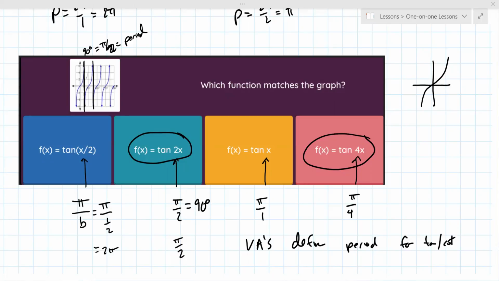Okay, you still there, Jack? I'm here. Okay, so the issue is that I wrote 90 degrees equals pi over 4, which is not true. 90 degrees is pi over 2, and that's why this tangent 2x is right, because I gave you the wrong angle. All right. So I'll do the next one.